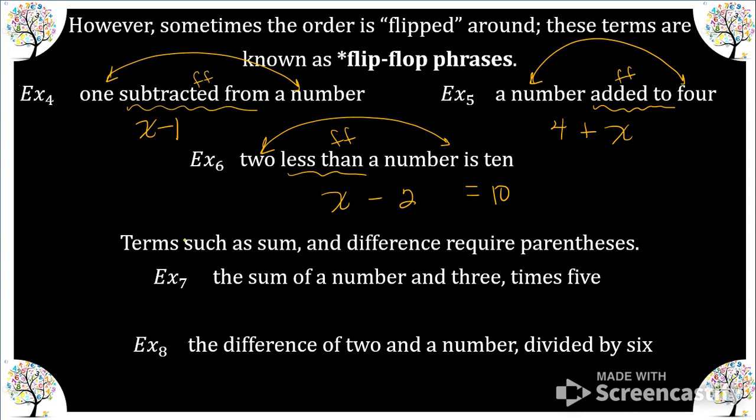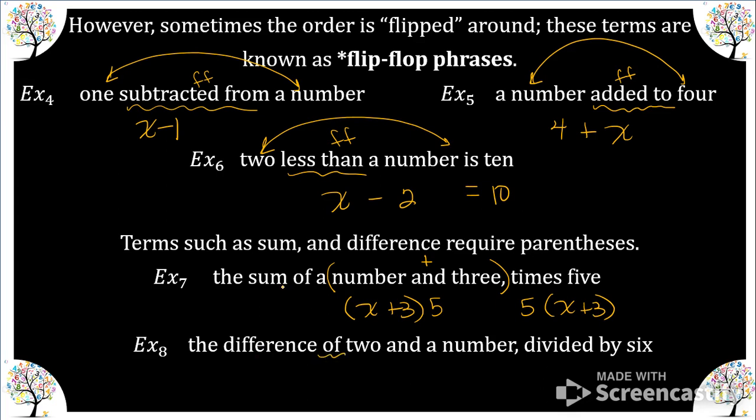Then we have terms such as sum and difference, which will require some parentheses if we have more than one operation in our mathematical statement. So when we see the sum of a number and 3, this part is going to go in parentheses, and then we'll say times 5. So we know sum means to add, so we're going to say x plus 3, and then that sum is multiplied by 5. If we wanted to, a lot of times this 5 would actually be in the front. Either way is acceptable.